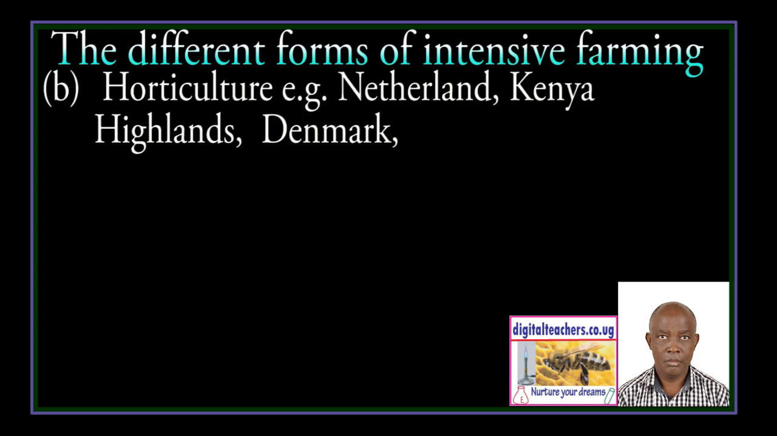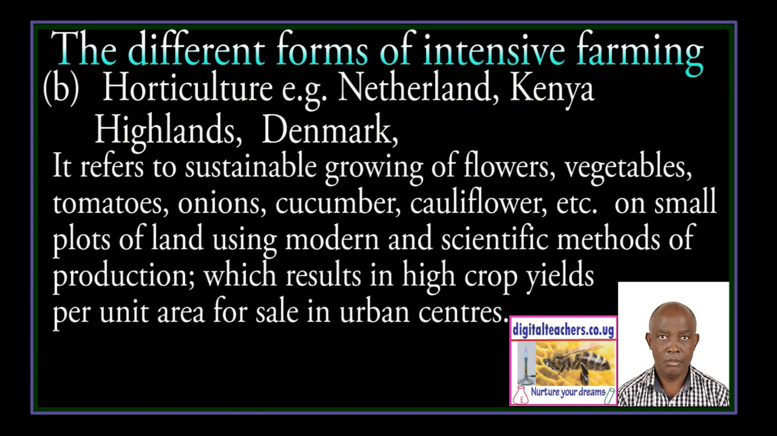B. Horticulture. For example, in Netherlands, Kenya Highlands, and Denmark. It refers to sustainable growing of flowers, vegetables, tomatoes, onions, cucumber, cauliflower, and so on, on small plots of land using modern and scientific methods of production, which results in high crop yields per unit area for sale in urban centers.